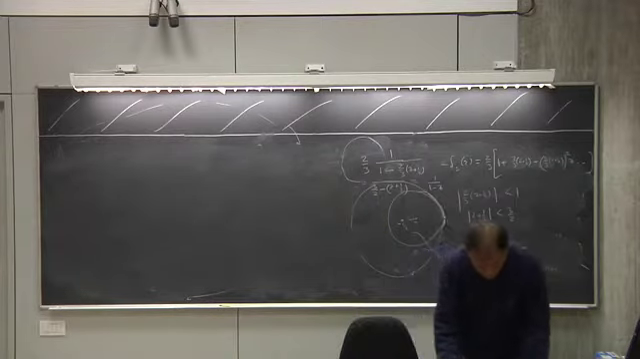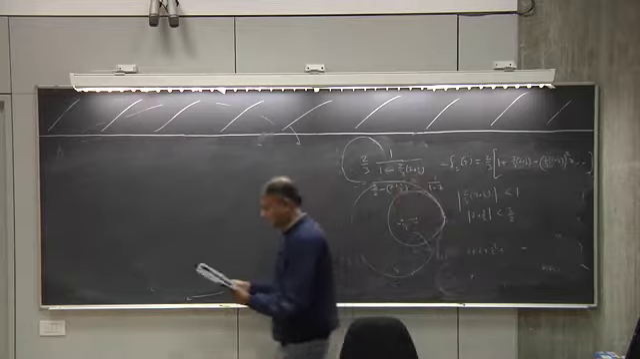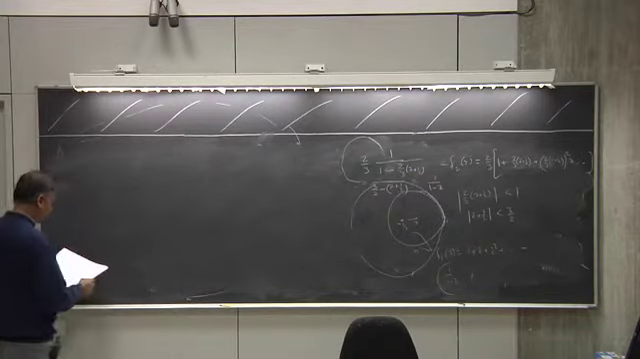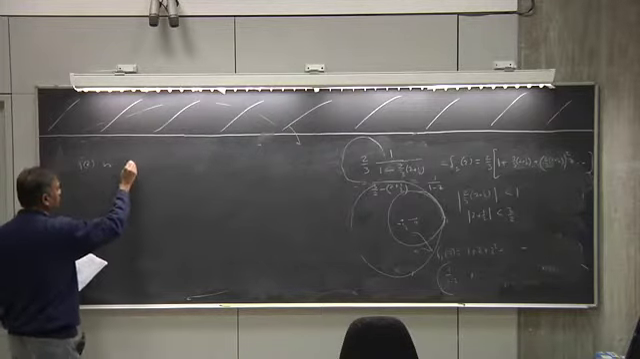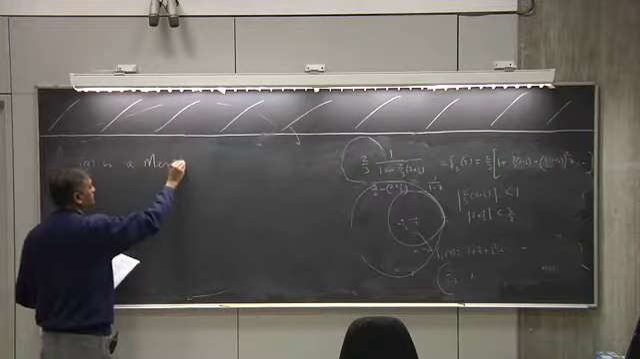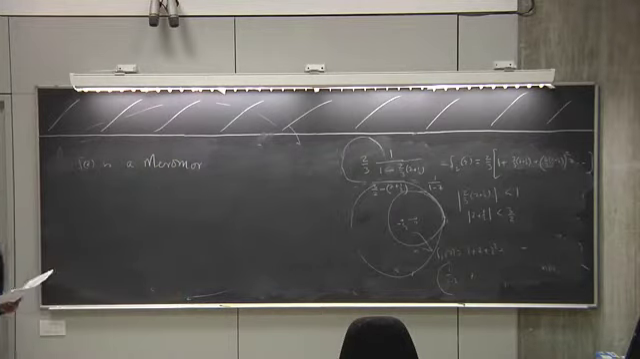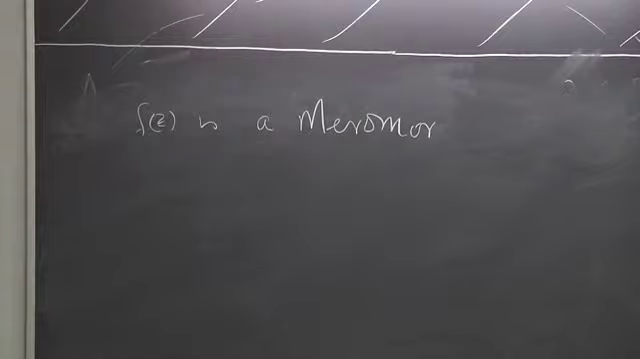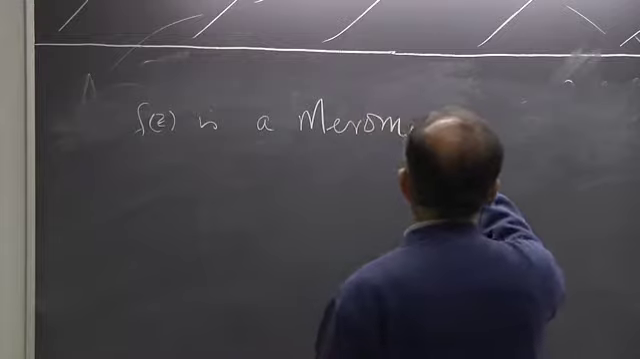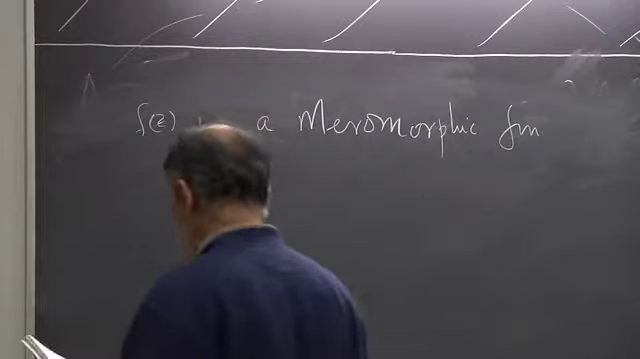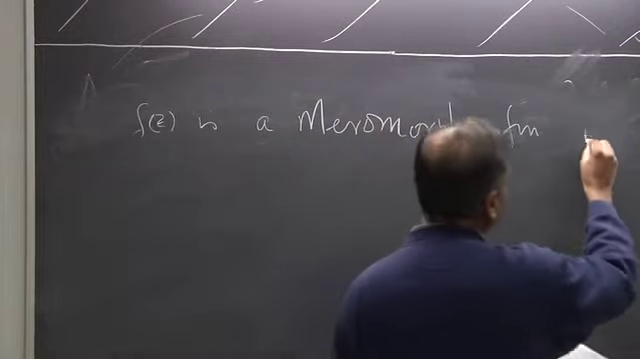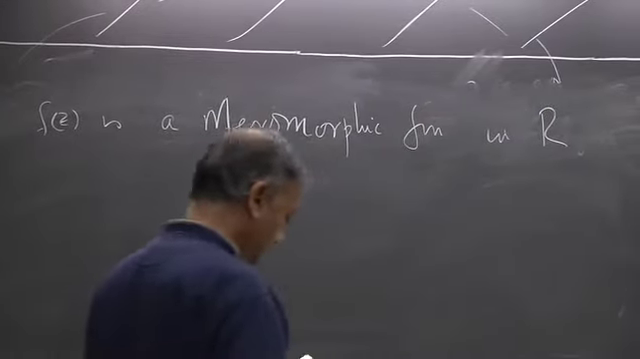So first I need to prove a theorem, which is the following statement. Suppose f(z) is a meromorphic function. Remember the definition of meromorphic: it's basically analytic functions except at some isolated points where it has some finite degree pole, nth degree poles, where n is some finite number. So a meromorphic function in some region R.